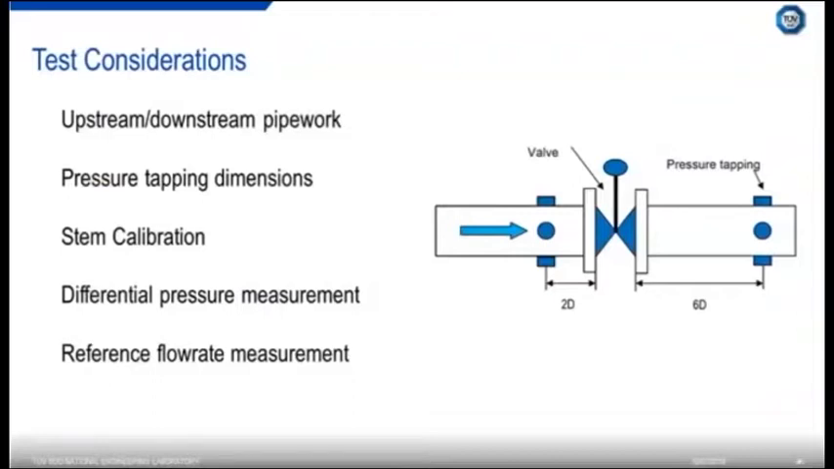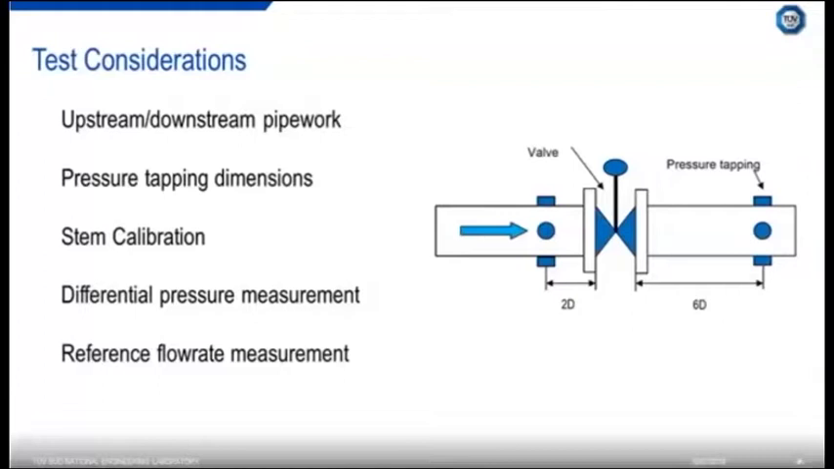If you're establishing the flow coefficient, you need to determine flow rate and pressure drop. In order to measure pressure drop, you need pressure tappings within your pipework. The standard dictates that the pressure tappings should be 2 diameters upstream and 6 diameters downstream of the valve body. The reason for this is, if you took the pressure drop directly across the body, you might actually still be in a stage of pressure recovery.